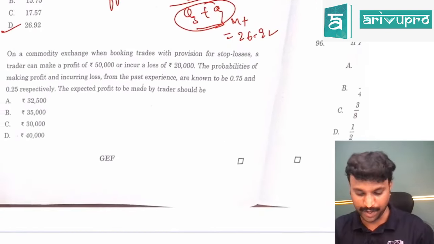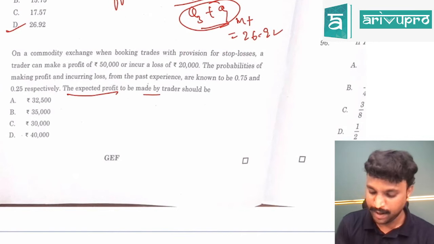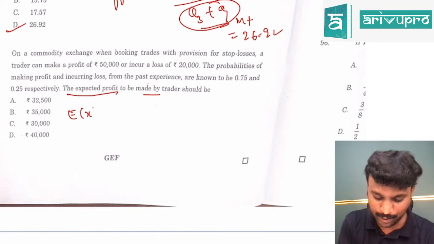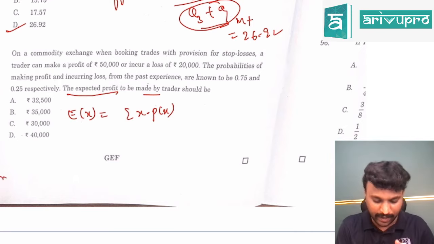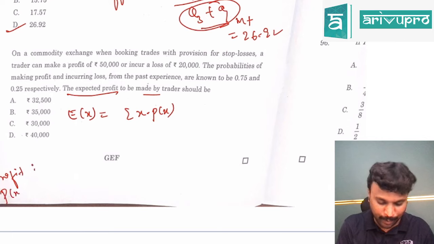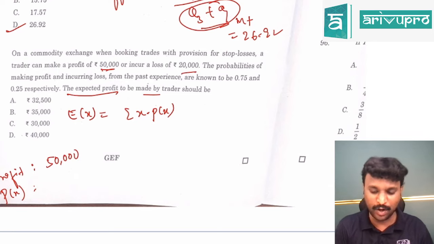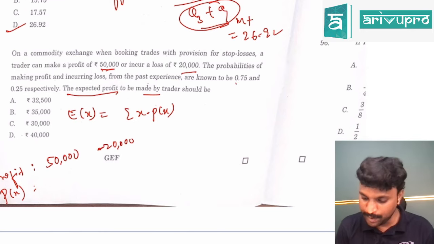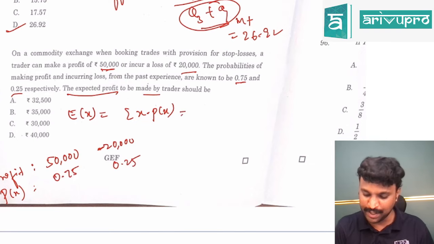Look at the 93rd question, guys. They're asking us to find the expected profit to be made by the trader. So they are asking the expected value of X. What is it? Summation X into P of X. Now guys, what are the profits they have given and the corresponding probabilities? The profits they have given are 50,000 or a loss of 20,000. If there is a loss, the profit is written as minus 20,000. And the corresponding probabilities are 0.75 and 0.25. Guys, what is E of X? Summation X into P of X.